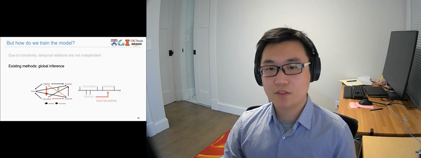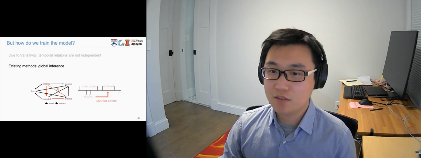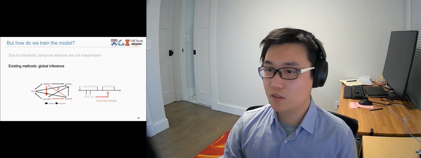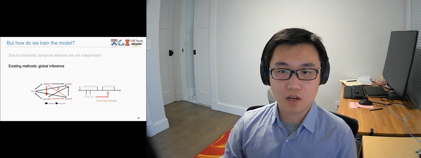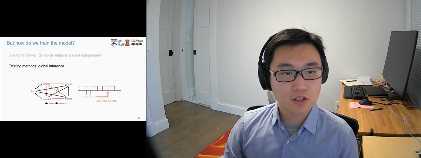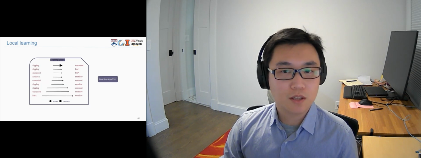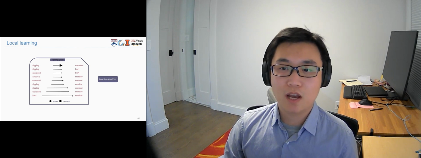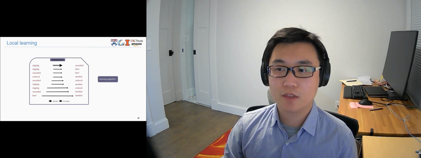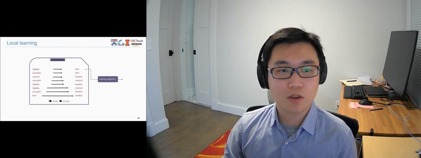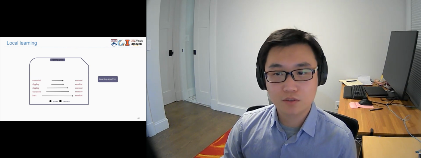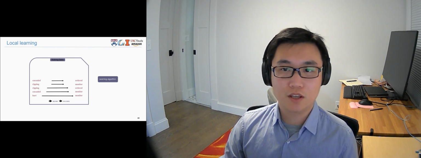So far, we have assumed that a model is already given to us, and all we cared about was how to do a global inference. The next question is, how do we get this model? How do we train it? Some prior works had been via local learning. Local learning means during learning, we don't care about the structure. We just decompose the entire graph into individual edges and feed them to the learning algorithm one by one. The algorithm can be any algorithm, including neural nets, but it's still local learning.